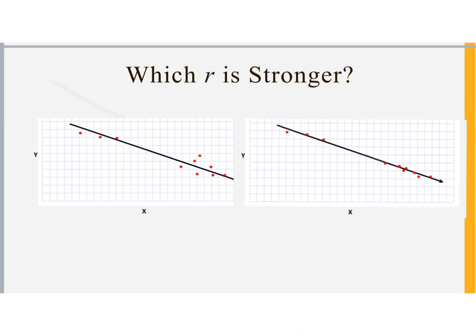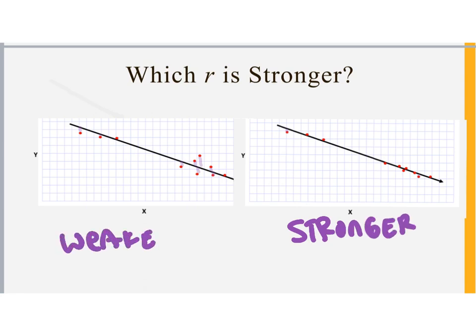So if we look carefully here, we see that the dots in the second graph are all really close to their line. There's not a lot of gap between them. When I try to color in those vertical gaps, I'm drawing very little on that right graph. But on the left graph, even though the gaps are small, I can still fill them in and they're more noticeable than in the second graph. So when we're comparing these two graphs, the stronger one is the one on the right, and the weaker one is the one on the left. Though both of these are fairly clear negative correlations.